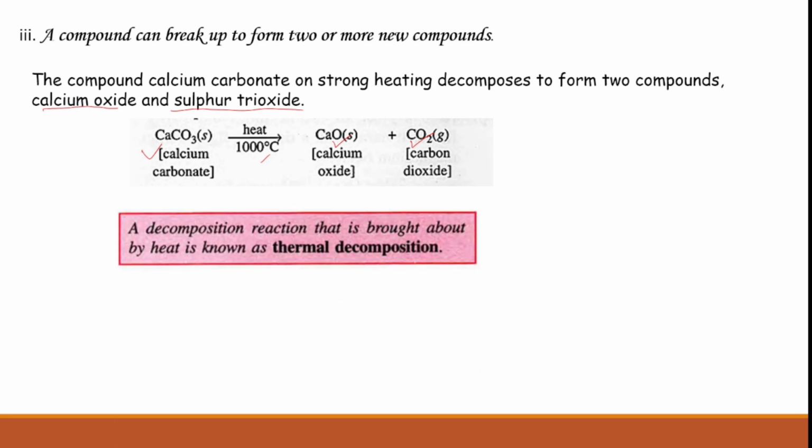A decomposition reaction which is caused by heat is known as thermal decomposition. A decomposition reaction that is brought about by heat is known as thermal decomposition. By giving heat, the substance or the compound splits or breaks down, and such a reaction is known as a thermal decomposition reaction.